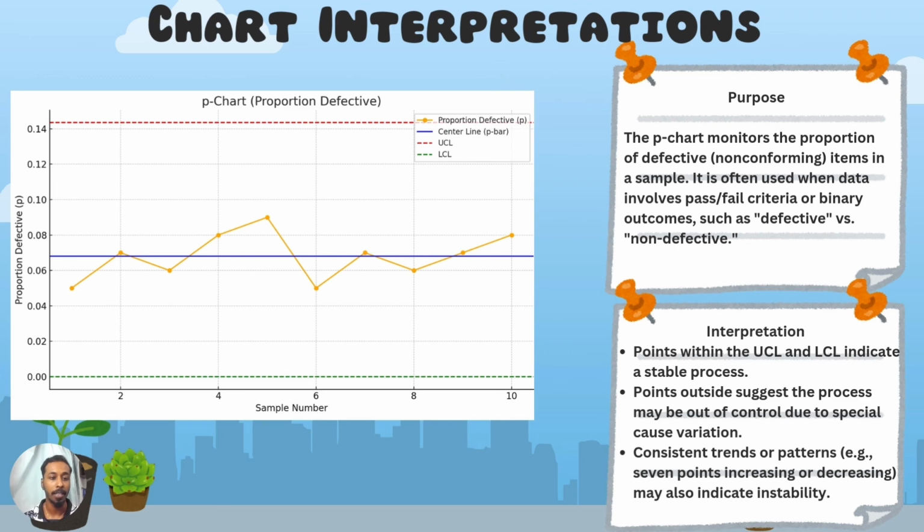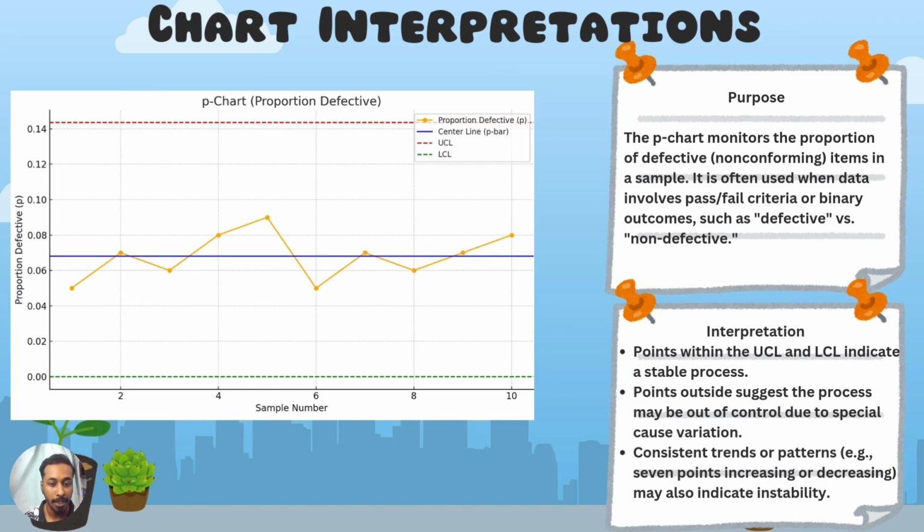So now we see a chart interpretation for the P chart, which is proportion defective. The purpose is that P charts monitor the proportion of defective non-conforming items in a sample. It is often used when data involves pass or fail criteria or binary outcomes, such as defective versus non-defective.